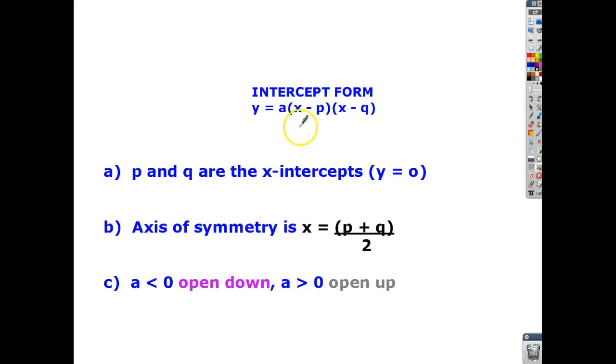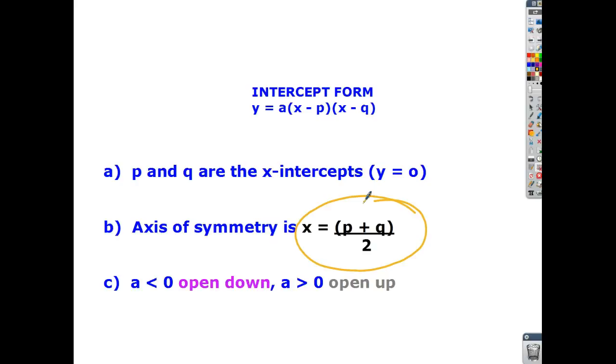Because if x is p, then y is going to be equal to 0, so I will know where it hits the x-axis. I'll show you what it looks like here in a second. Again, your axis of symmetry is going to be halfway between P and Q, which is what this says here. You add them together and divide by 2. It just means they're halfway between each other. I'll show you what that looks like also.